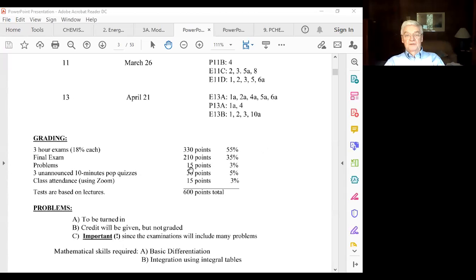Okay, as I said, problems, I said they were 15 points, but actually I think we have 6 problem sets, so they would be 18 points here. I also will almost certainly give you 3 unannounced pop quizzes. The purpose of these is to encourage you to attend class.